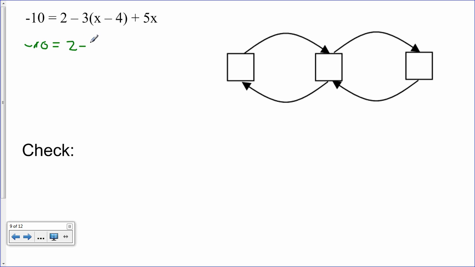2 minus, and how do we take care of the multiplication? By using the distributive property. 3x, 3 times x. Now, this is tricky here a little bit. 2 minus 3 times negative 4. Basically, we think of this as negative 3 times negative 4, which is essentially how most people end up thinking about it. Technically, that's not what happens, but it's minus.